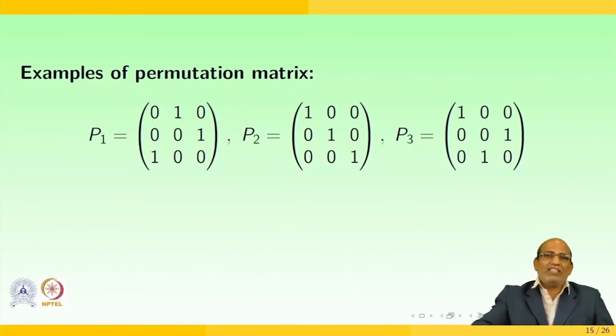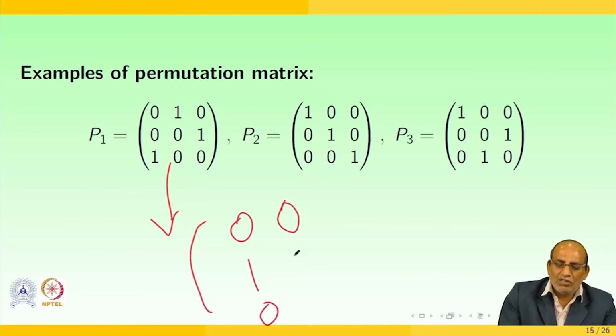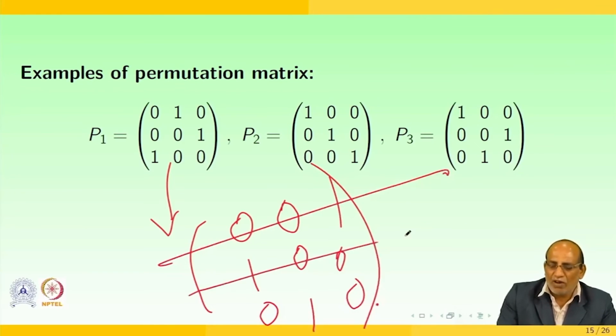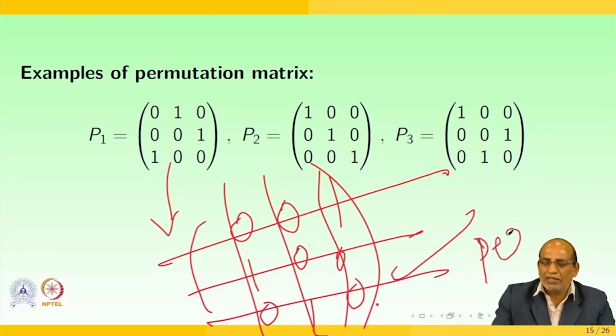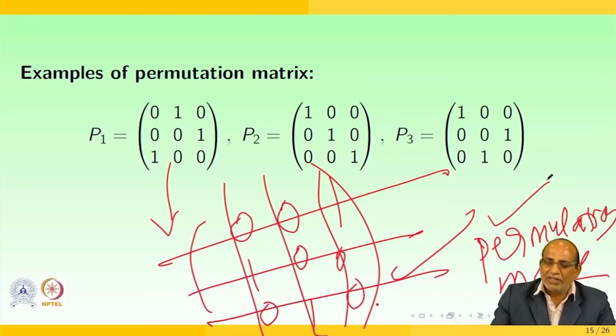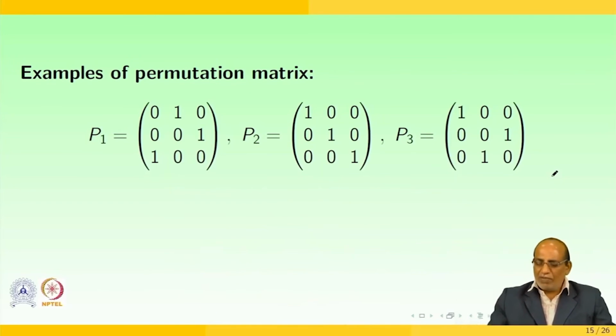Like when you change the rows, look here. What happened if you change? This can be written as 0 1 0, 0 0 1, 1 0 0. Look at this: there is a 1, there is a 1, there is a 1. Similarly, it satisfies the definition, so this is a permutation matrix. So it is easy for us to define the permutation matrix.